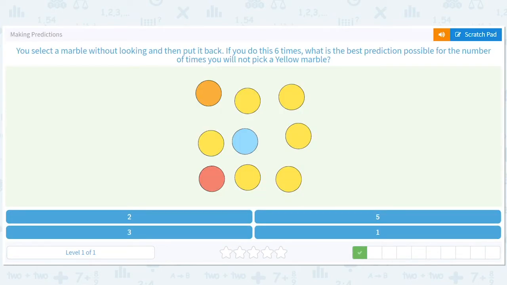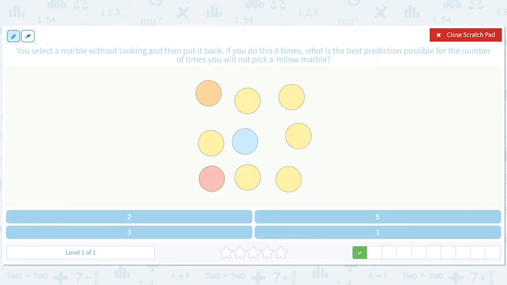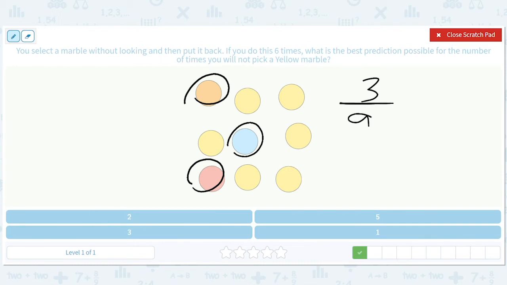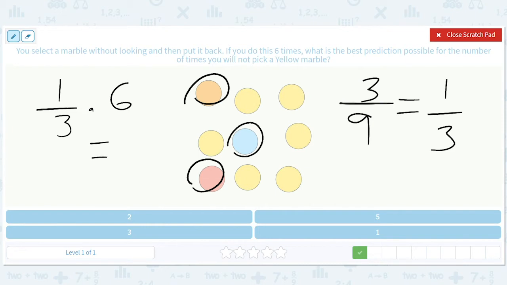You select a marble without looking and then put it back. If you do this 6 times, what is the best prediction possible for the number of times you will not pick a yellow marble? Okay, so let's go again. What are the not yellow marbles? It's hard to see here, but 1, 2, 3, not yellow. 3 divided by 9 are the odds of not picking a yellow one time. So that's 1 out of 3. But then you do it 6 times, so each time you have a third chance. So you do 1/3 times 6, and that will give you 2.